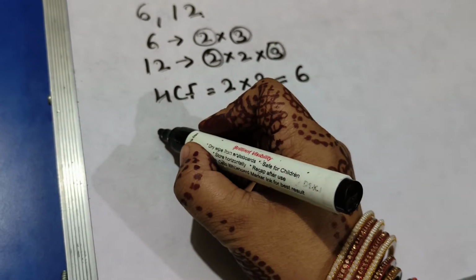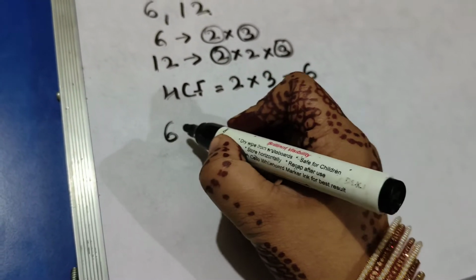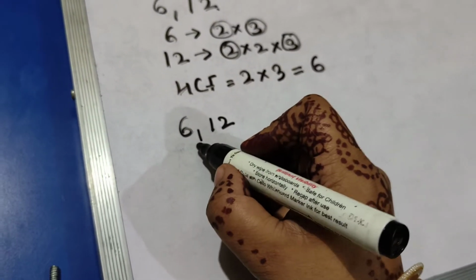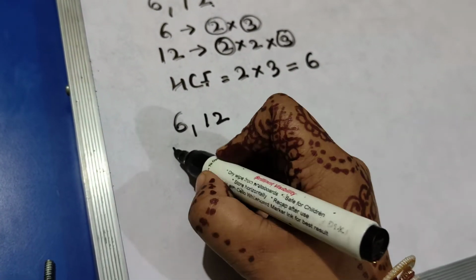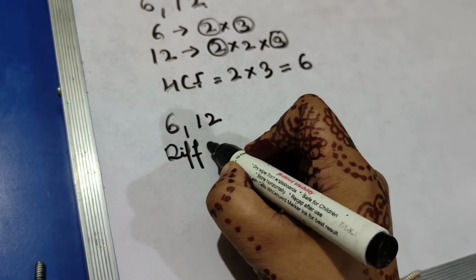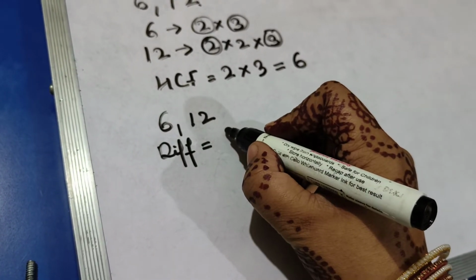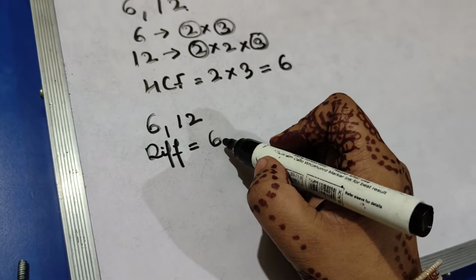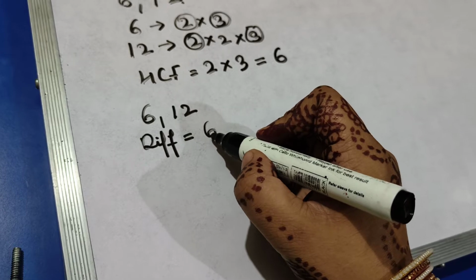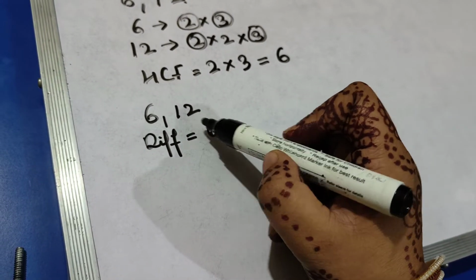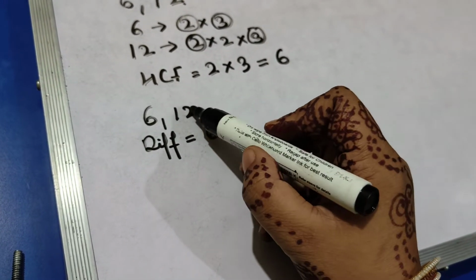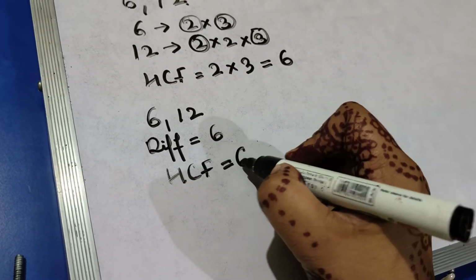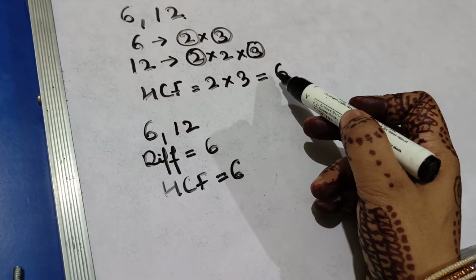Now let's find the same with an easy and simple method. Take the difference between these two. What is the difference between 6 and 12? That is 6, right? Now you have to check whether 6 is in the table of 6. Yes, it is. Is it in the table of 12? Yes. So the HCF is directly 6, and you already checked that here, right?